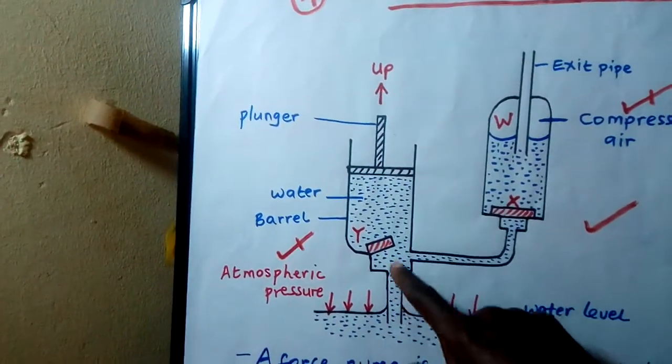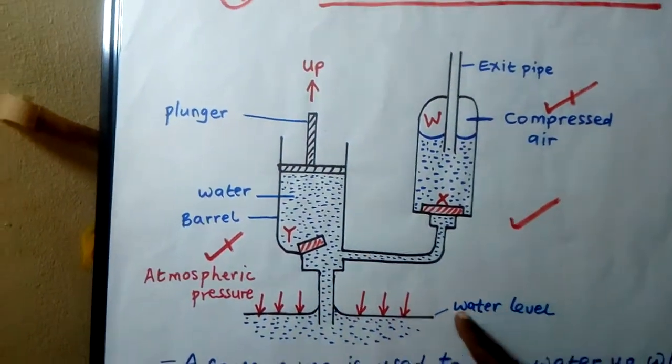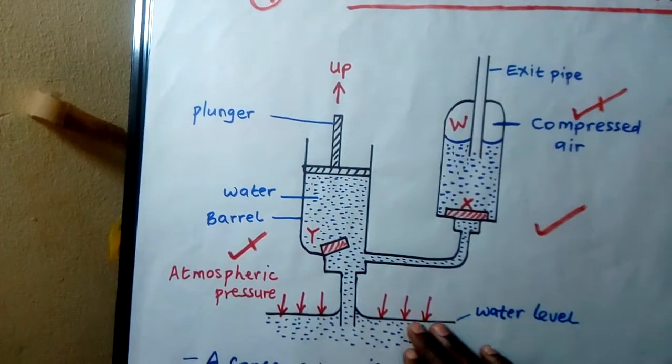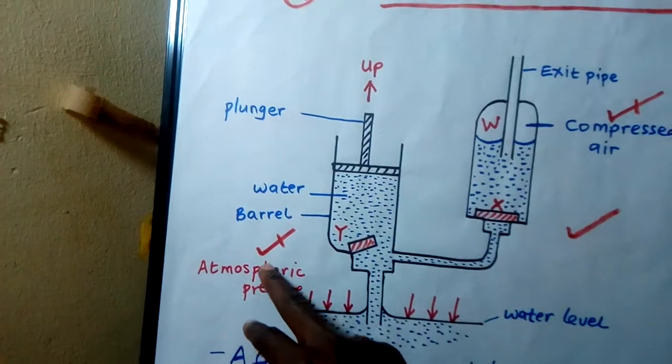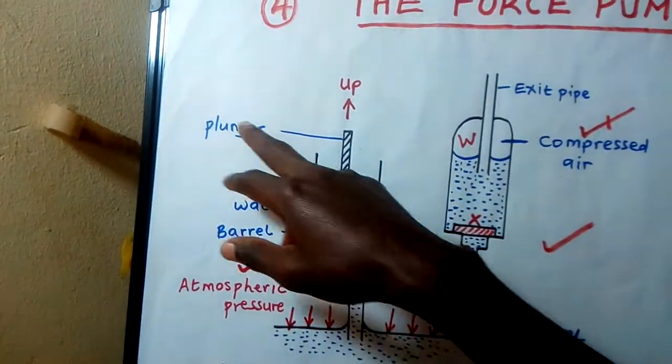Then here you have the pipes which go down up to where the water is. You see, this is the water level. So there is atmospheric pressure. This water is open to atmospheric pressure. So these arrows here represent atmospheric pressure. Then you have the barrel, you have water inside, then this is the piston.